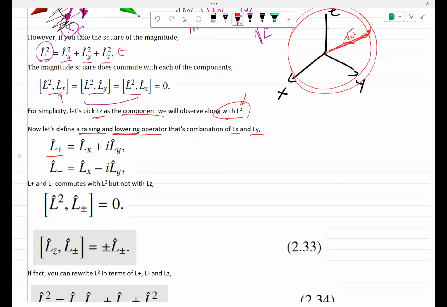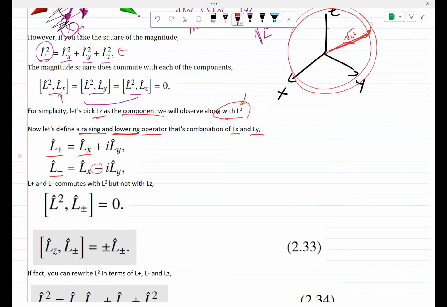The raising operator, we're going to define it as, let's not even think about it as raising yet. We're just going to call it L plus. We're going to see why it actually raises things. It is the angular momentum in X plus i times the angular momentum in Y, where L minus is the same thing, but with a negative sign instead. It's kind of a combination of both at the same time.